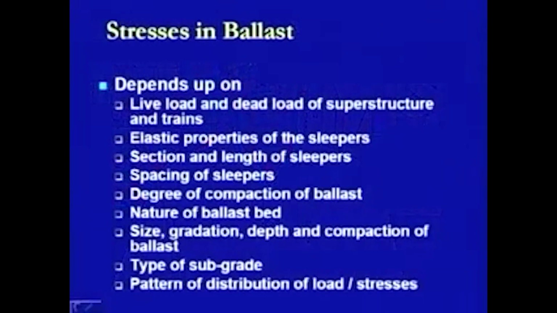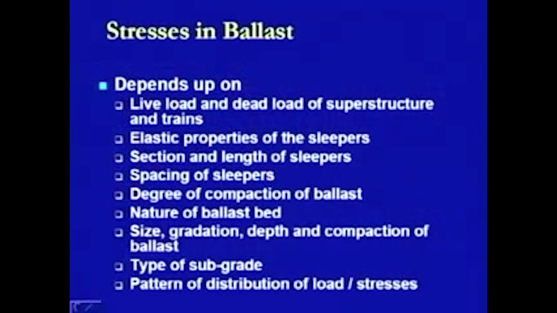Then what is the type of the subgrade on which this ballast cushion is lying? The type of subgrade means what is the type of soil or material available there, and what is the load carrying capacity, the bearing capacity, of that section. We also have to look at the pattern of distribution of load or stresses, whether that pattern is changing for any reason, or is uniform, or is more of a localized pattern.